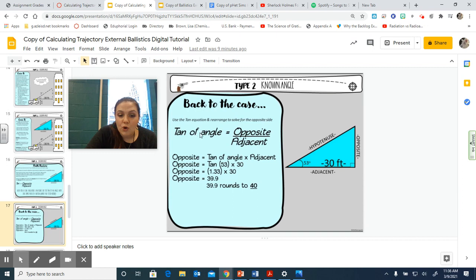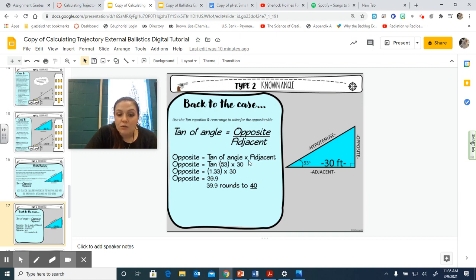Back to the case. We know the angle is 53 degrees, and we're trying to figure out what opposite is. I know adjacent. So when I'm filling this in, I know the angle, it's 53 degrees. I know adjacent is 30 feet from the building. I don't know how tall or what floor the shooter was on. I don't know opposite. That's what I'm looking for.